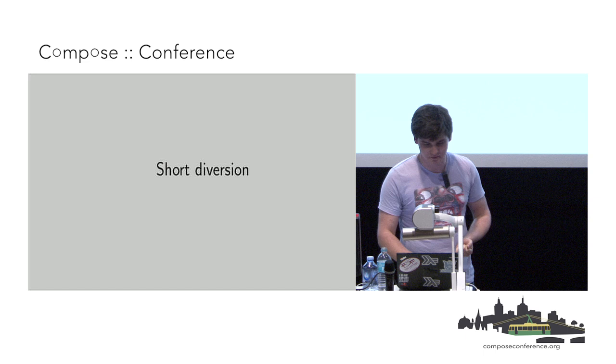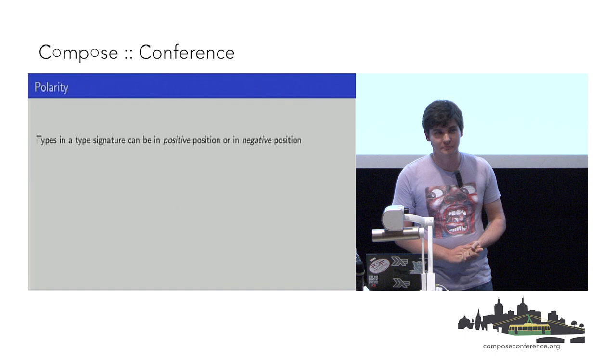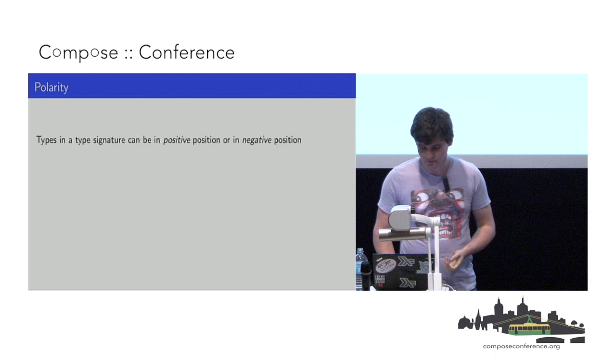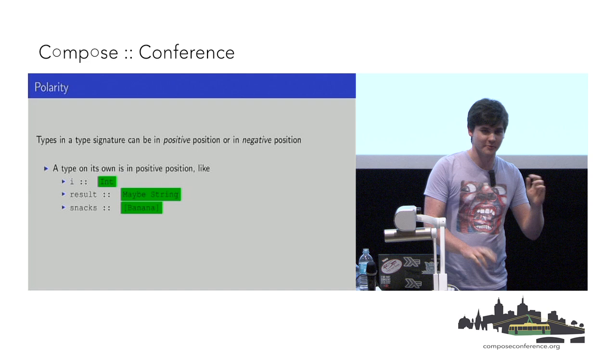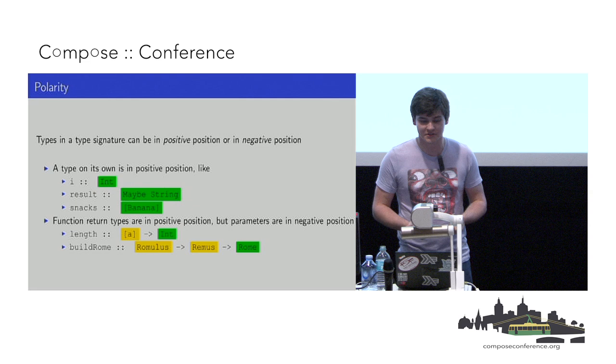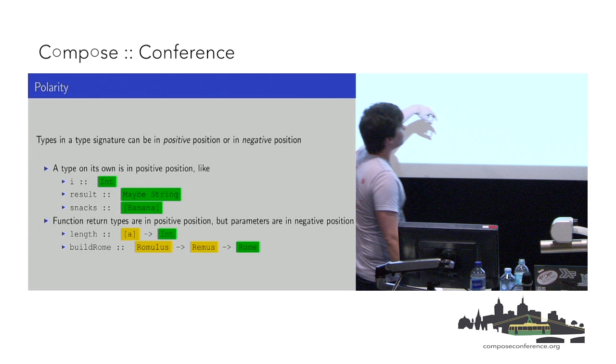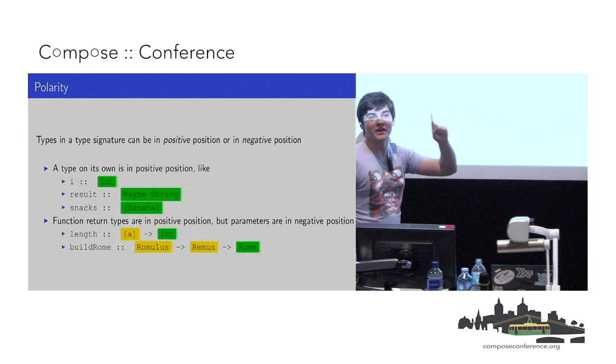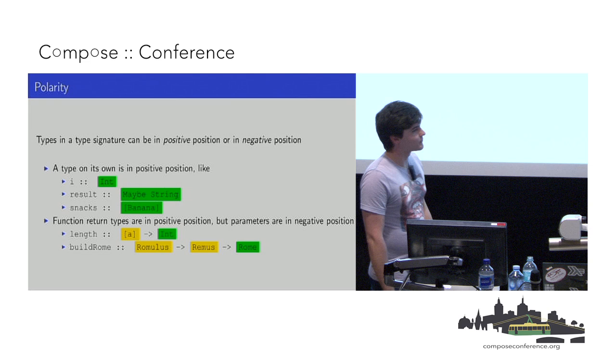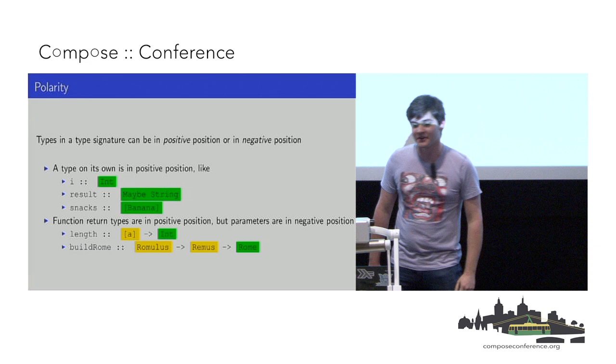So I'm interested in a thing called polarity, which refers to the idea that a type in a type signature can be in either positive position or in negative position. So a type on its own is in positive position. So if we have an Int or a Maybe whatever or a list of some stuff, that's in positive position. And function return types are in positive position, but function parameters are in what's called negative position. So length has an Int in positive position and a list of A's in negative position. I've invented a function here called buildRome. It takes a Romulus and a Remus and produces Rome. This function takes more than one day to run. But Romulus and Remus are in negative position and Rome is in positive position, as it was in the ancient world.